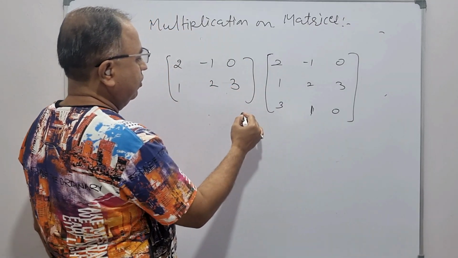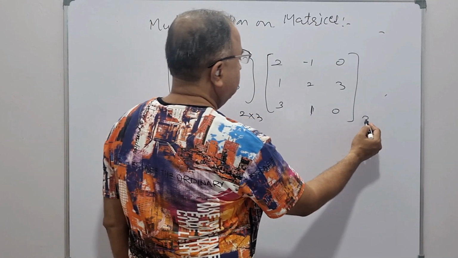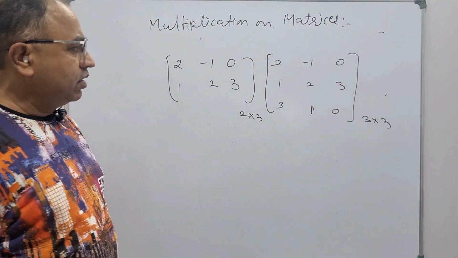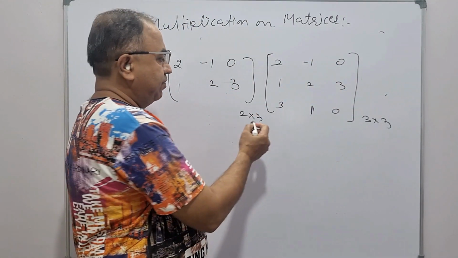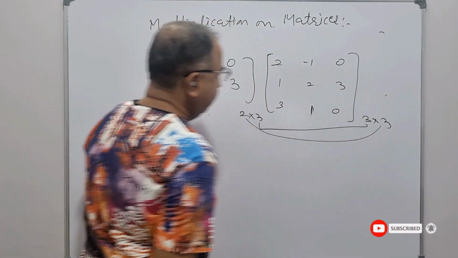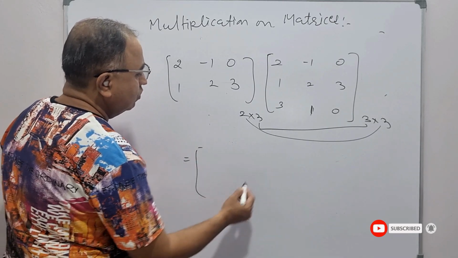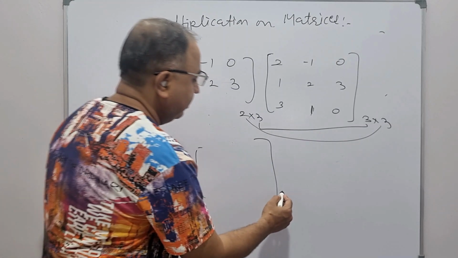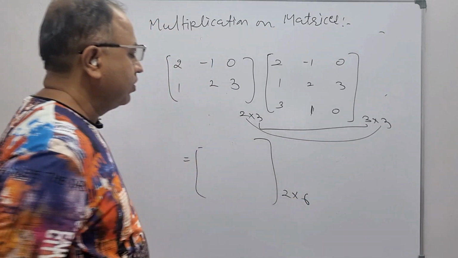It is 2 rows, 3 columns, 2 by 3, and it is 3 by 3, 3 rows, 3 columns. So can we multiply these? Yes, because this is identical. And what is the order of the resulting matrix? 2 by 3. That means we will obtain here 2 rows and 3 columns, 6 entries.